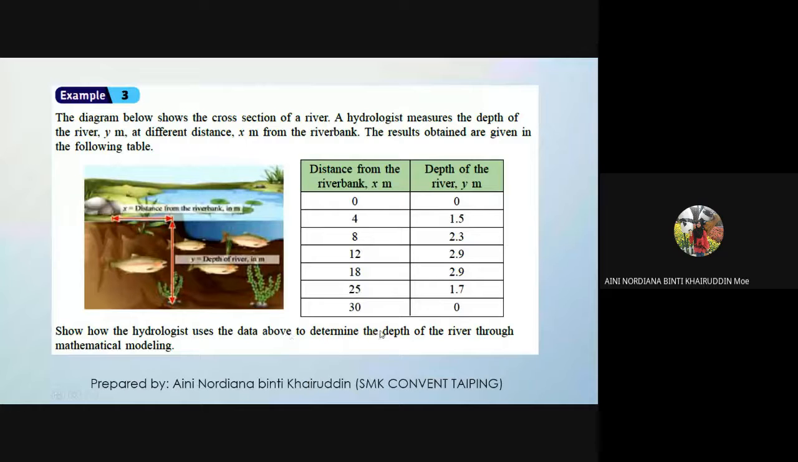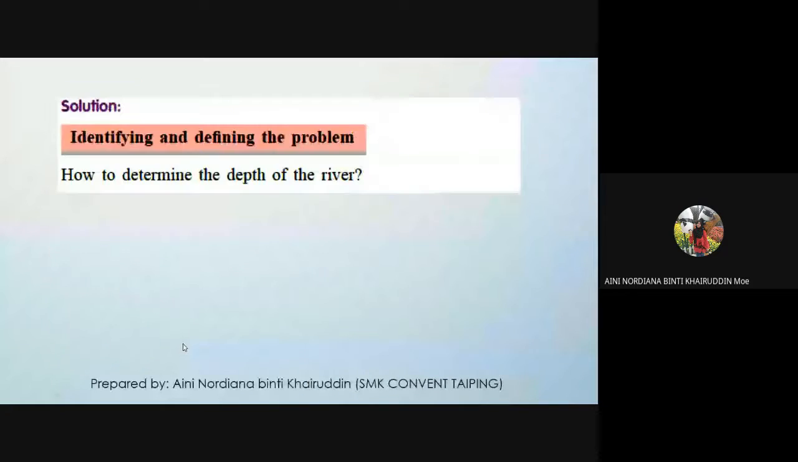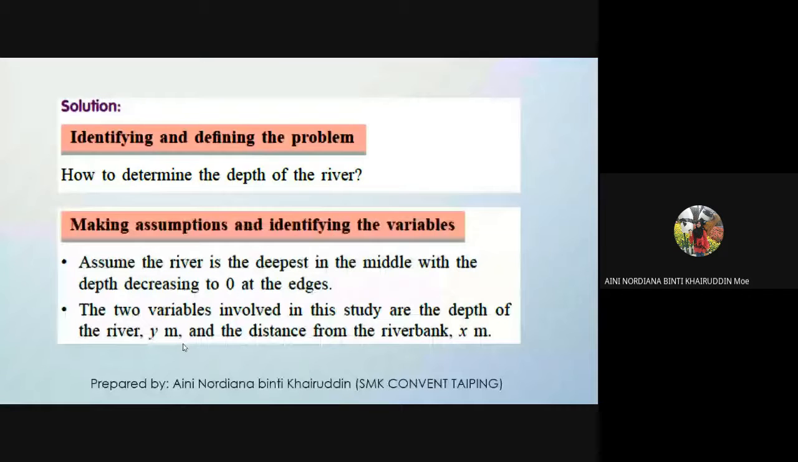through mathematical modeling. Okay, first step, identifying and defining the problem. How to determine the depth of the river. Making assumption and identifying the variables. Assume the river is the deepest in the middle, with the depth increasing to 0 at the edges. The 2 variables involved in this study are the depth of the river, y meter, and the distance from the river bank, x meter.